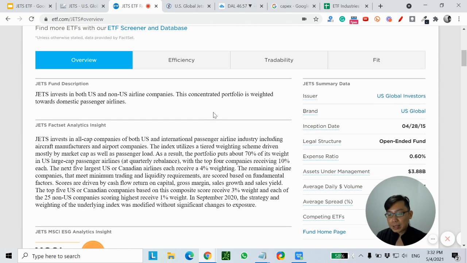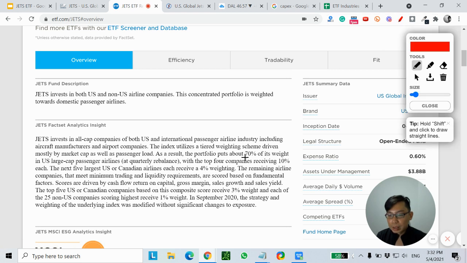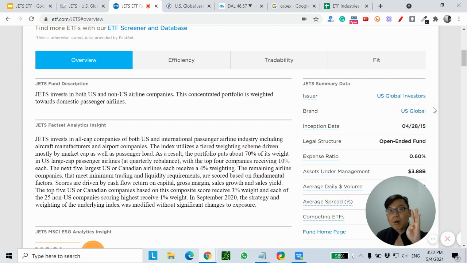I'm not sure whether you can see over here. It says that for the portfolio, the top 4 companies receive 10% each, which means that the top 4 airlines already comprise 40% of this whole ETF. We'll go more into that later.